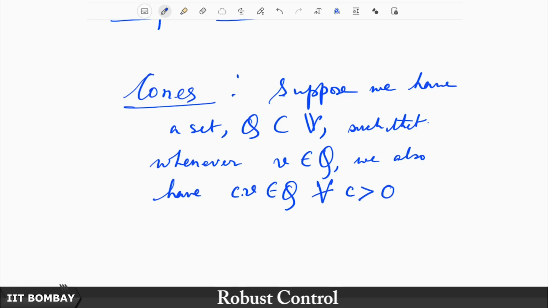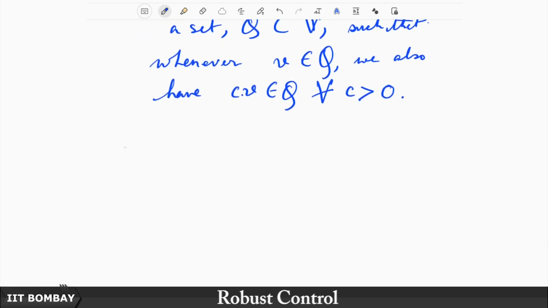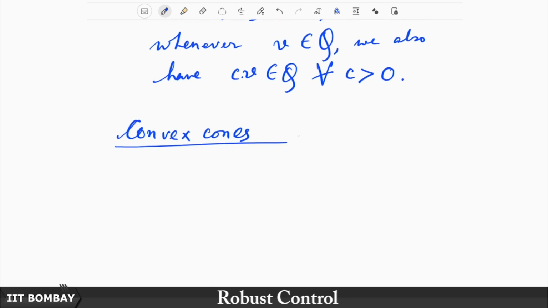So, it is like, you know, a ray that emanates from one direction and goes along, okay. So, that is what a cone is. So, every time you have one vector, it must be that you scale that vector up by a positive number and that must also belong to that set. So, such a set is going to be called a cone, but we are not interested in just cones per se, we are also interested in the special kind of cones which we call convex cones.